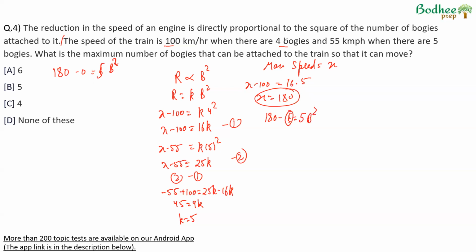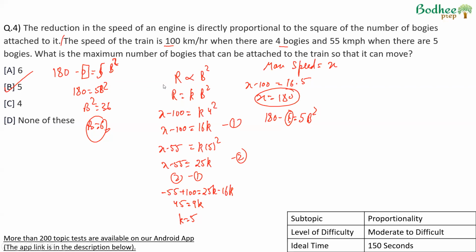This is the speed that we are at. So if we want the speed to become 0, we'll say 180 is equal to 5b square. B square is equal to 180 by 5, which is 36. B is equal to 6. So when 6 bogies are attached, the speed will become 0. We want the engine to just move, and therefore 1 less than the maximum, 5 will be attached. That is the last number of bogies at which the engine will be moving.